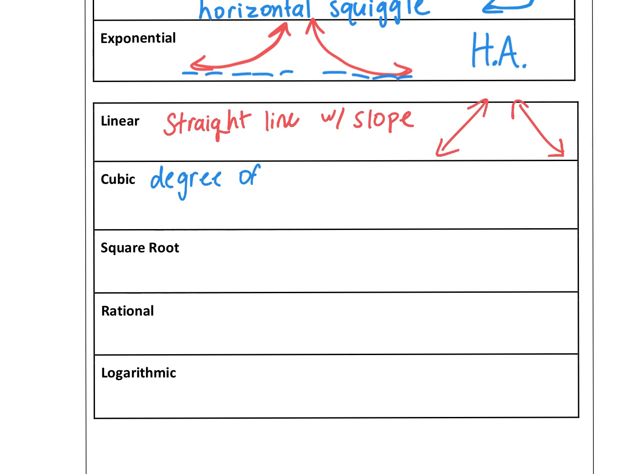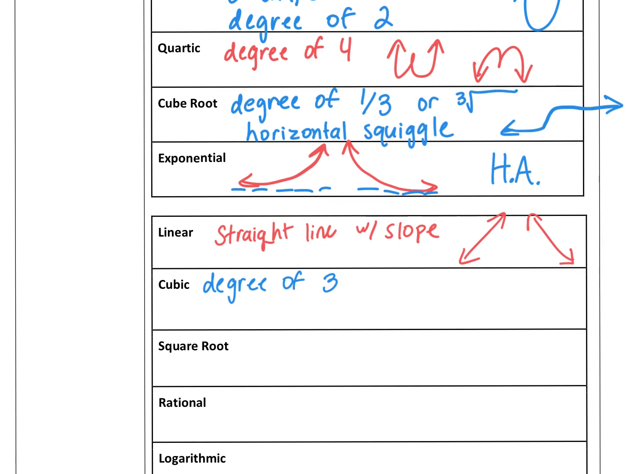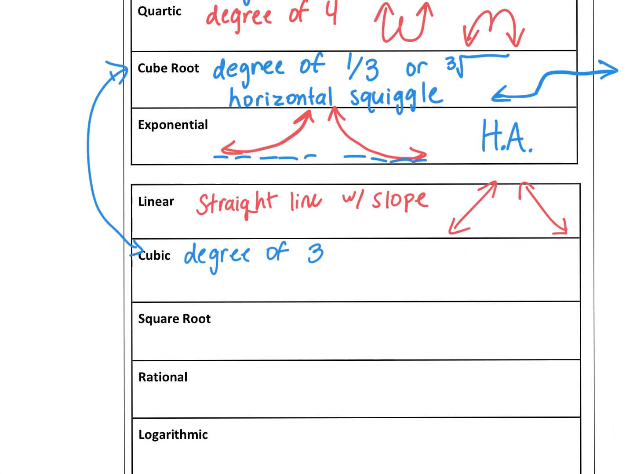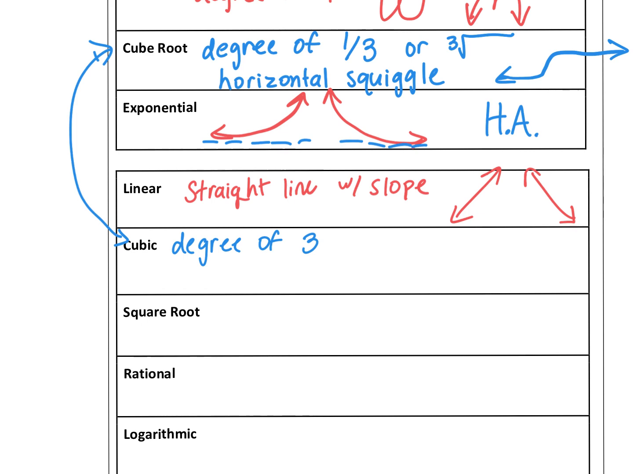We already did 1/3. That was cube root. 3. It's going to be a degree of 3. Okay, and if we notice, degree of 1/3, degree of 3, those are inverses, which kind of makes sense because a cube root and a cubic probably should be inverses, right? Okay, and these are going to look very similar to the cube root, so don't get them confused. However, instead of being a horizontal squiggle, it's going to be a little more vertical, or a lot more vertical. Okay, so what these look like is they've got that same wavy shape, but those arrows are going to be pointing up and down. So that is a cubic.